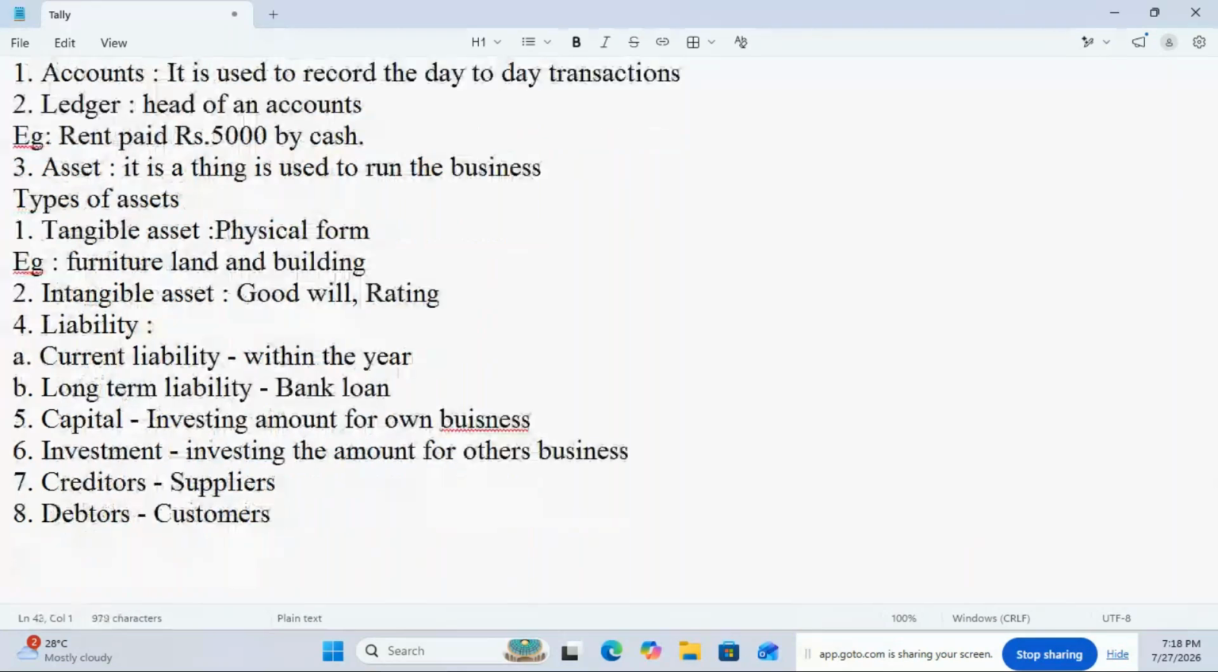Now, bad debts are bad customers. When will we call them bad customers? When they fail to pay us back. Correct, they will not pay the amount back. And when will we call them doubtful debts? When there are fewer chances of them paying us back. Yes, they may or may not pay the money back.